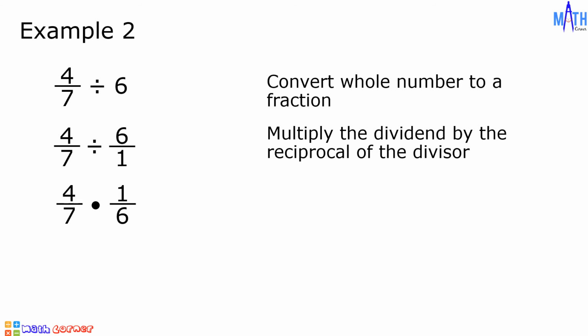Let us multiply the numerators and the denominators. 4 times 1 is equal to 4 over 7 times 6 is equal to 42. Let us reduce 4 over 42 to lowest term. Let us divide the numerator and the denominator by 2 since 2 is the greatest common factor. 4 divided by 2 is equal to 2 over 42 divided by 2 equals 21. 4 over 7 divided by 6 equals 2 over 21.